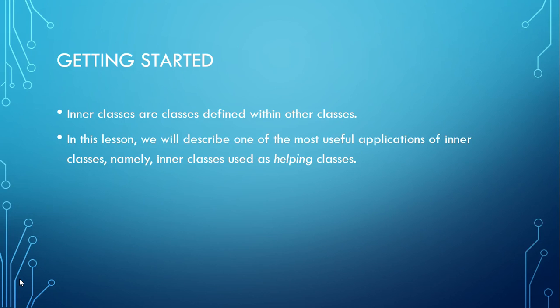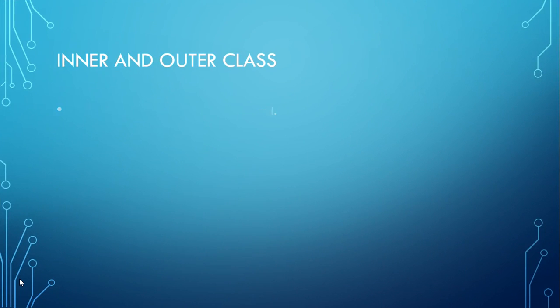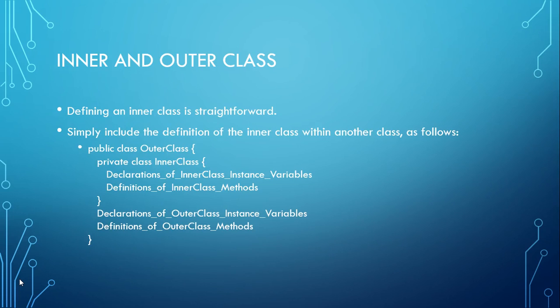We're automatically going to know some similarities, particularly in the access levels between public and private. So when we talk about inner and outer classes, defining an inner class is pretty straightforward. We simply include the definition of the inner class within another class, kind of like as follows. So we'll have a public class, outer class, just like we always will. And then inside of that, you'll have a private class, inner class. You'll have your declarations of any instance variables, the definitions of any inner class methods. You'll close that, and then you'll do your normal class for the outer class, instance variables, and outer class methods.